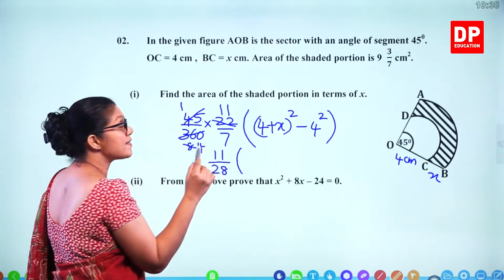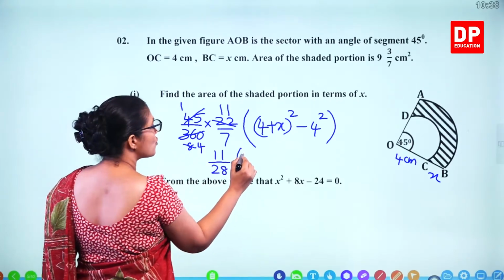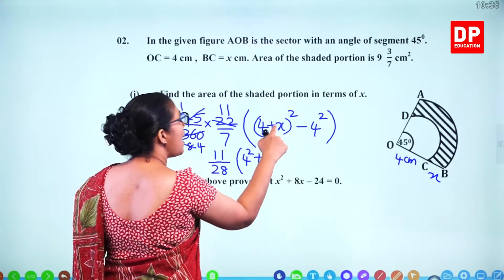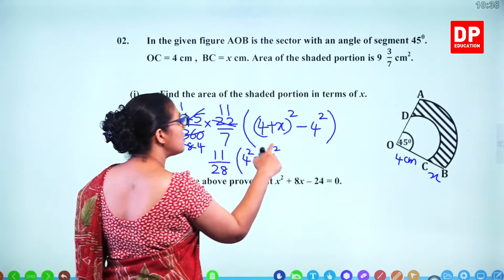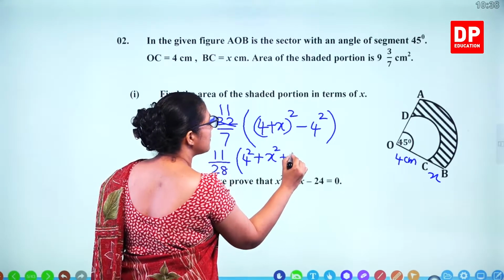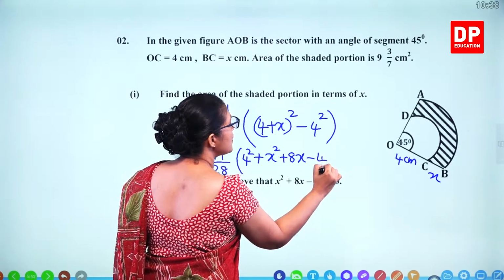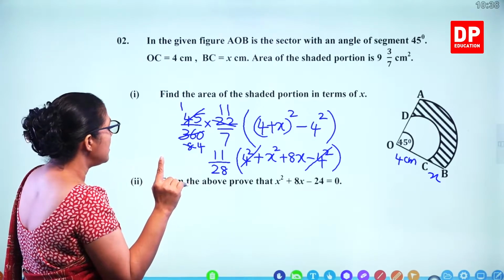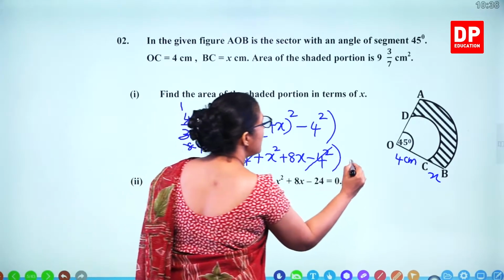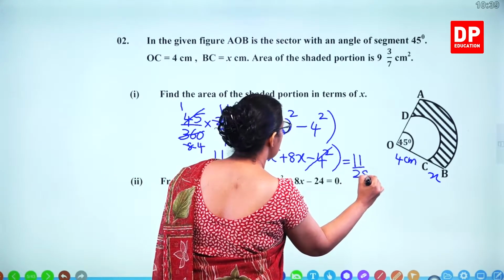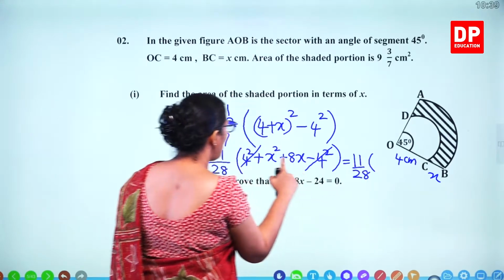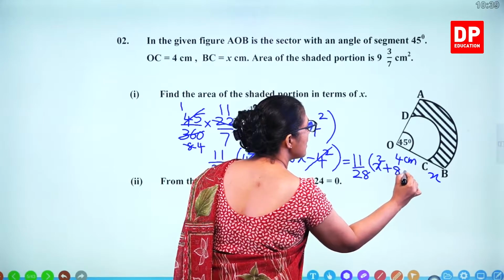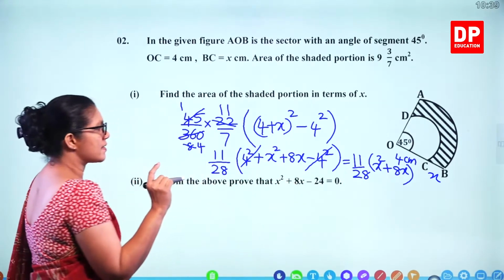expand this one, 4 plus x whole thing squared means 4 squared plus x squared. And what's the middle term? Double of these two, 8x, minus 4 squared. Can you see 4 squared get cancelled out? Finally, you get 11 over 28 into x squared plus 8x. So that's an expression in terms of x.